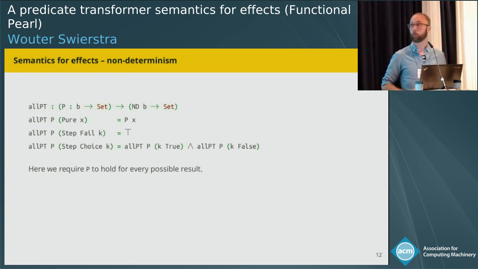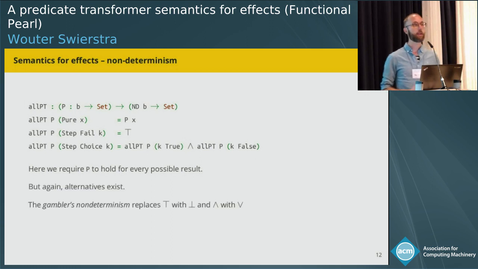Nondeterminism is equally simple, right? When we have a pure, we require P to hold for X. When we have a fail, we say top. And when we have a choice, we make two recursive calls and take the conjunction. So what this is doing is requiring P to hold for every possible result returned by the non-deterministic computation.